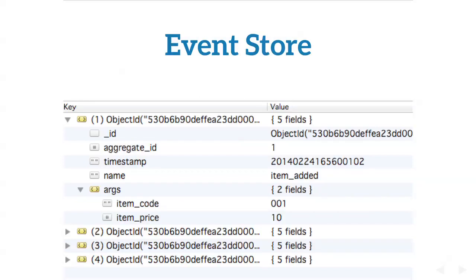The name of the event is also important. Then other metadata information for ordering the events or knowing who issued the events and so on.